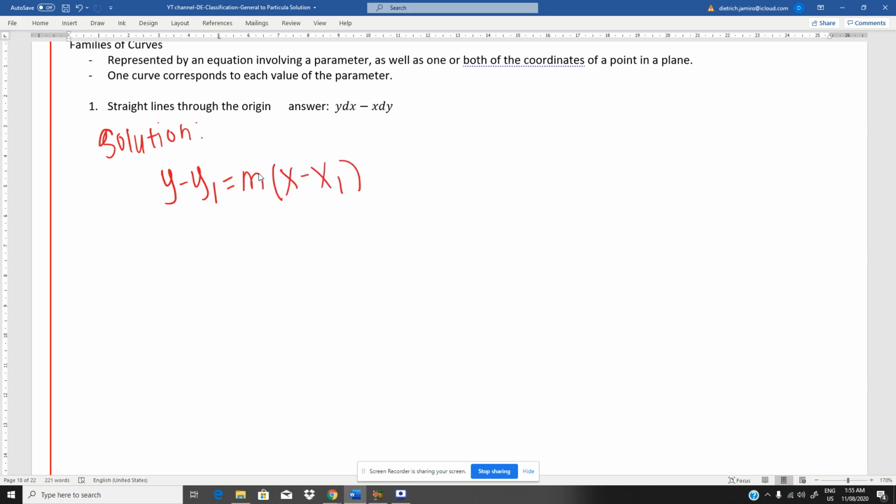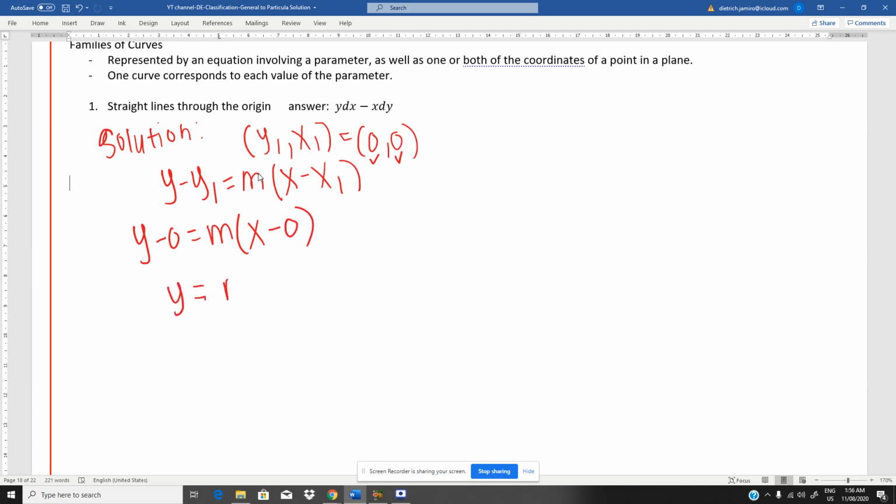Because it is at the origin, automatically our y sub 1 and x sub 1 are equivalent to 0, 0. So I will just substitute y sub 1 and x sub 1. We will have y minus 0 is equal to m multiplied by x minus 0, so y is equal to m multiplied by x. As you can see, we only have one arbitrary constant, which is m.